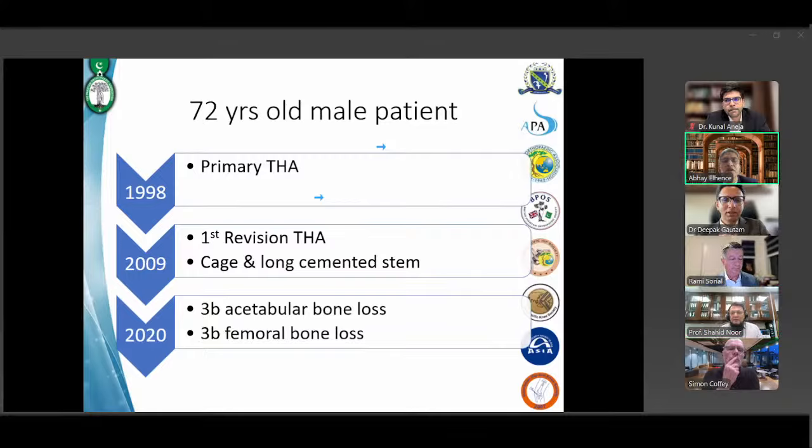So maybe we can have this as the last but one or the last case, sir, and then summarize after. This will be the last case.